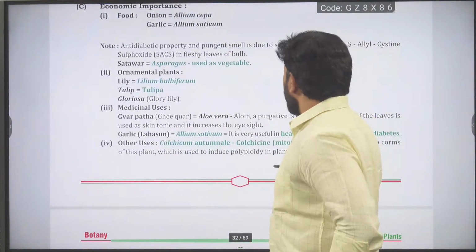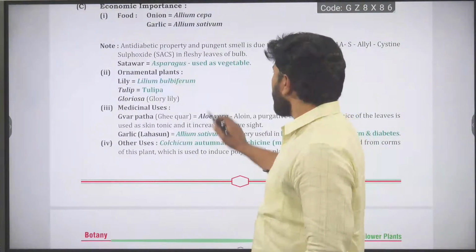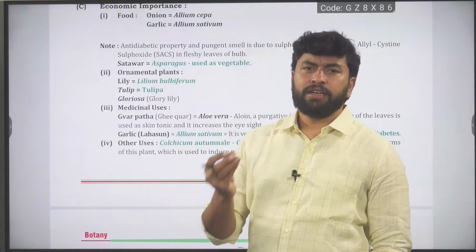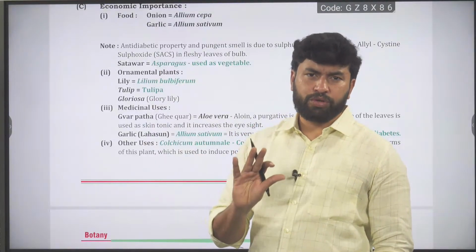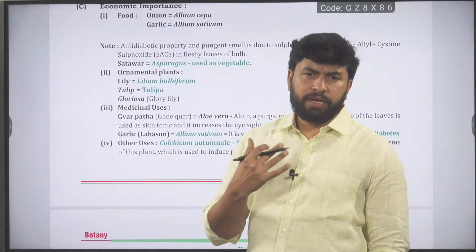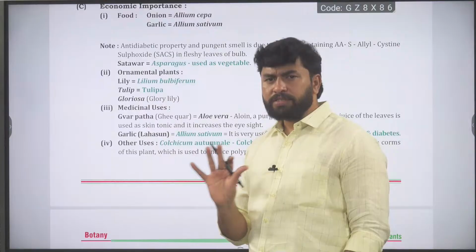Anti-diabetic property. Pungent smell is due to sulfur-containing cysteine. They say here anti-diabetic property. It's also mentioned somewhere else that it reduces blood sugar level. So once upon a time, our people have been using them for different types of Ayurvedic medicine. That's why they have been mentioned.